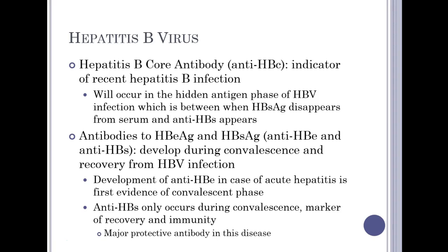So the development of the anti-hepatitis B E in acute hepatitis is the first evidence that the convalescent stage is starting. The anti-hepatitis B surface, or hepatitis B surface antibody, you can call it either one, usually occurs during convalescence, so it's recovery and immunity. That is the major protective antibody in this disease.